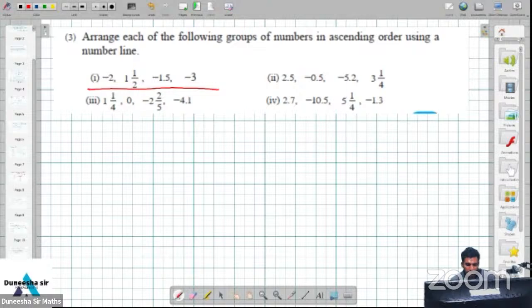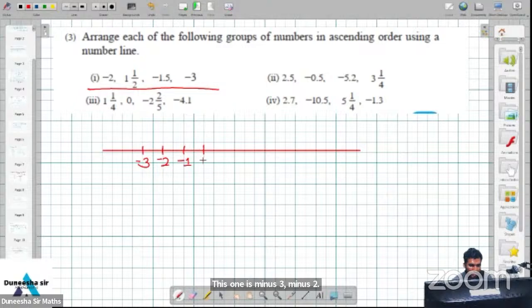I finished the plotting. First one. -3. Okay, you have finished plotting, right? To plot the first one, what is the least number? Is it -3? The least one is -3, then -2, -1, 0, 1, 2, 3 likewise.